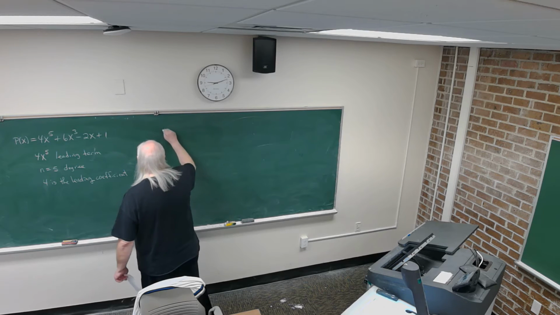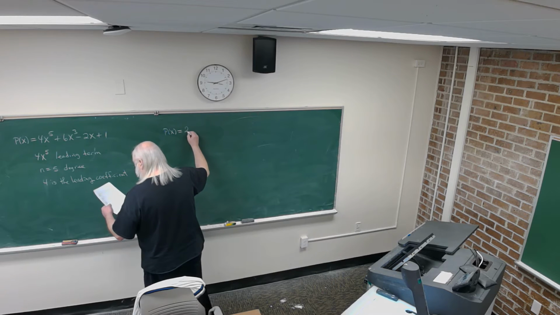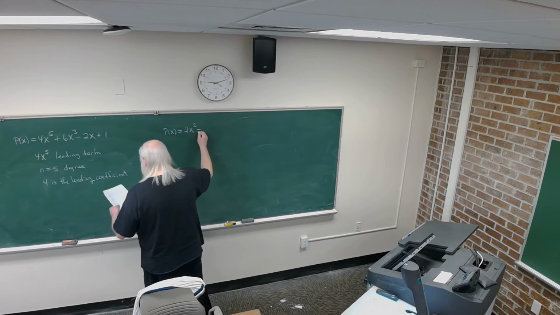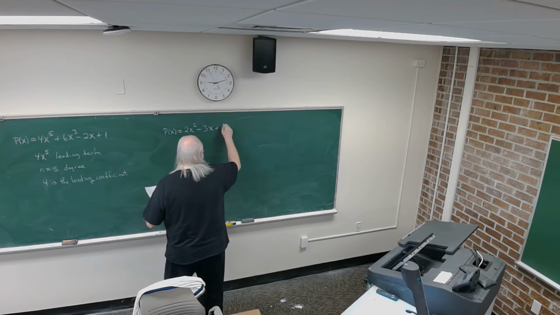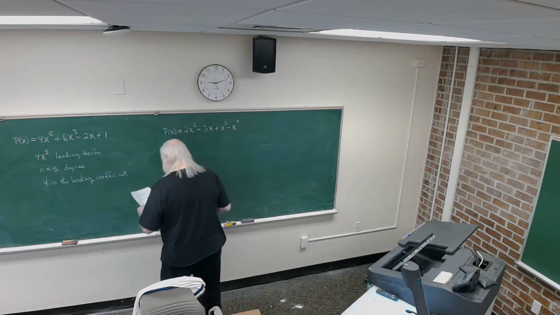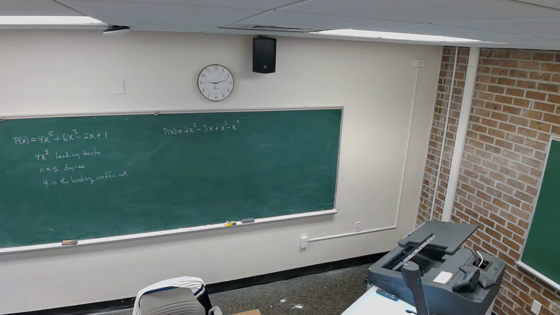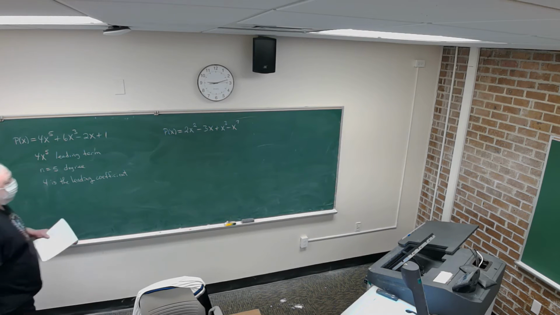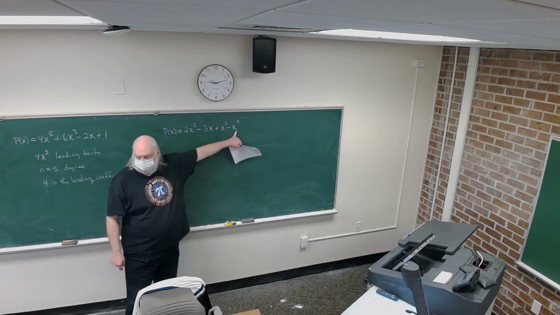In B, the polynomial function is 2x squared minus 3x plus x cubed minus x to the 7. What's the leading term in that polynomial? It's not the first term. The leading term is not the first term. It's the term with the largest power of x.